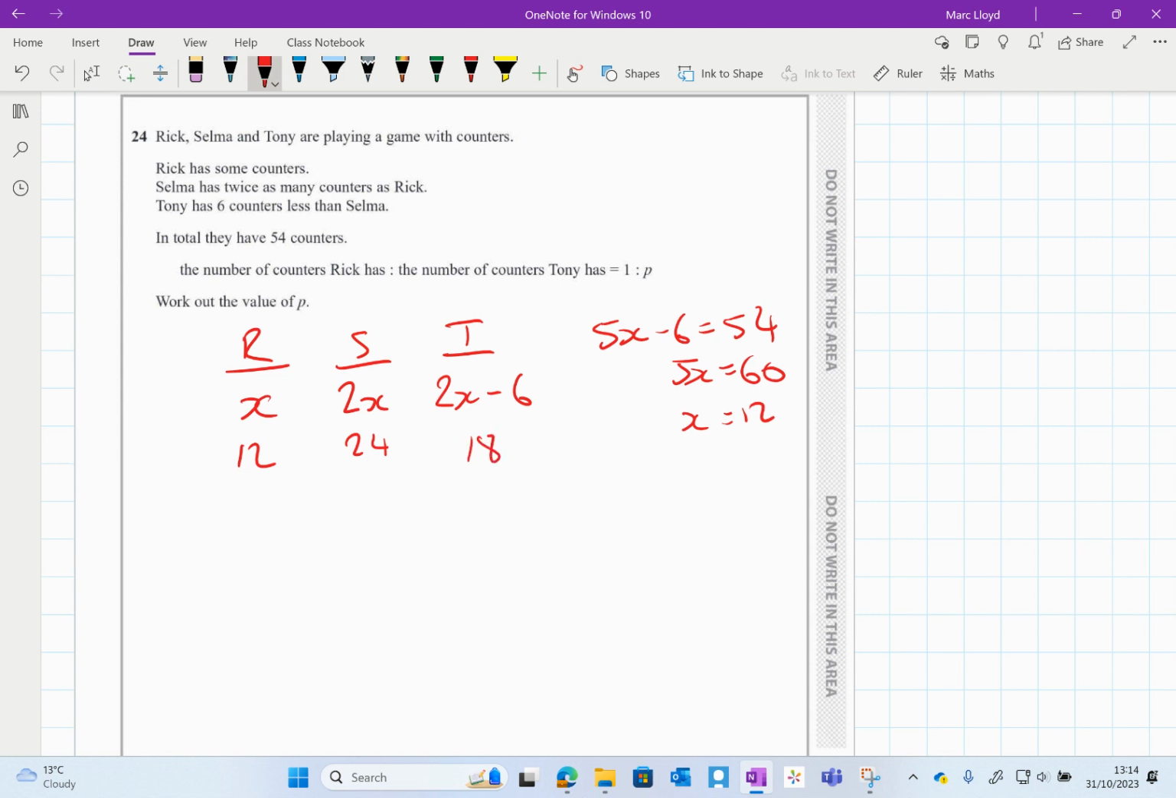The number of counters Rick has to the number of counters Tony has, right? So 12 to 18. That can be written in the form 1 to p. So 18 is going to be divided by the 12, and that gives us 1.5. So p equals 1.5. Horrible question, that.